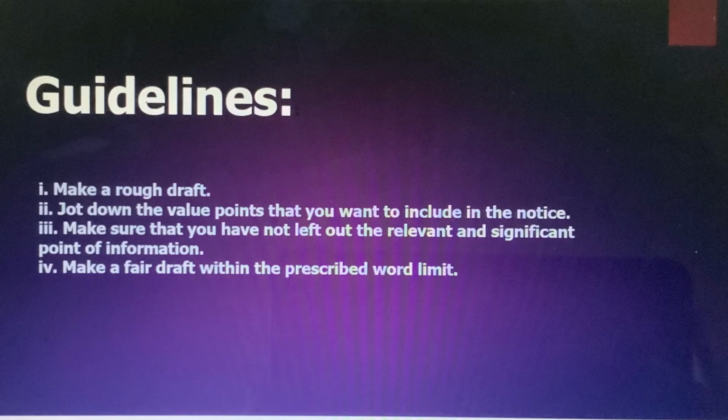Make a rough draft. Whatever you want to write, make a rough draft of it. Jot down the value points that you want to include in the notice. In your answer sheet at the back, you have those rough pages. You can do this work there. Make sure that you have not left out any relevant and significant point of information. Make a fair draft within the prescribed word limit. Once you have made the rough draft, and you're sure you have mentioned all the relevant and significant points, then you can fair it out. Now, let us look at the format.